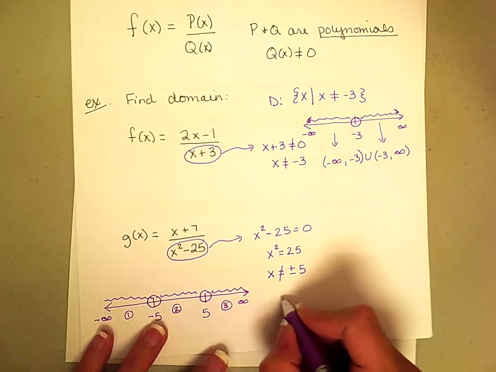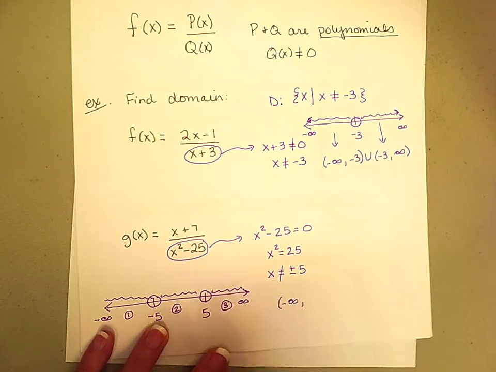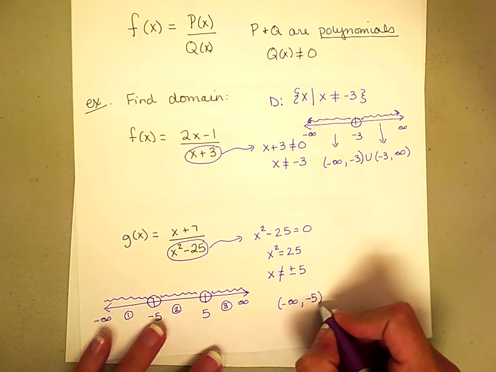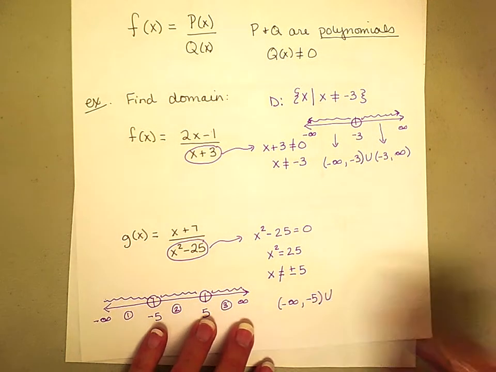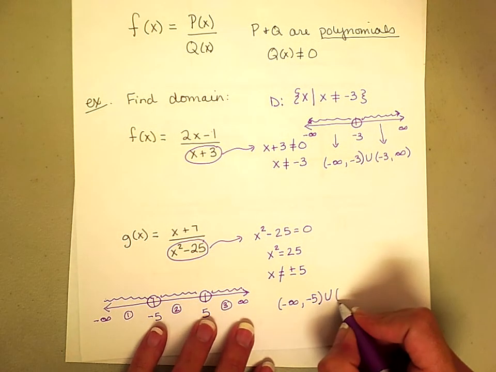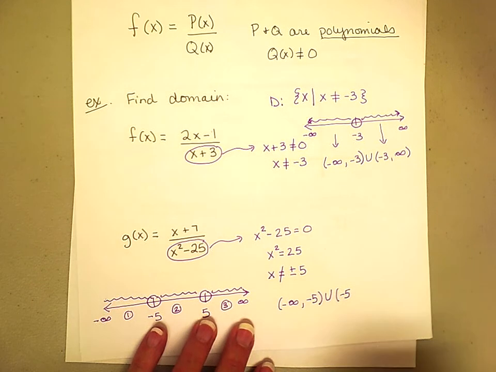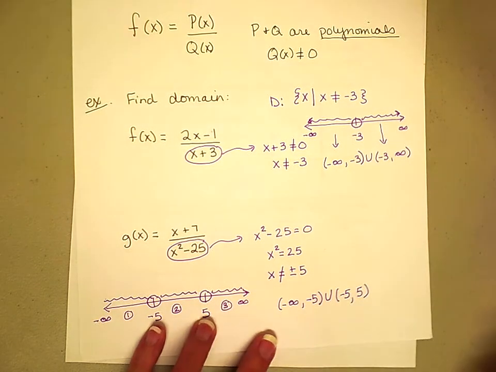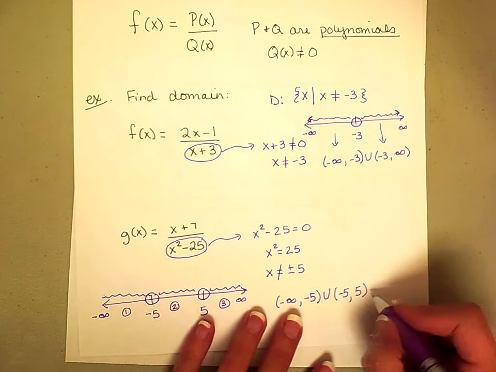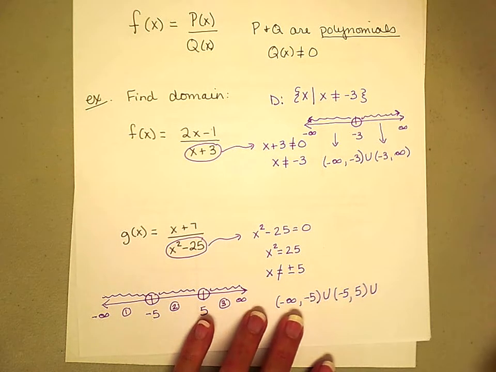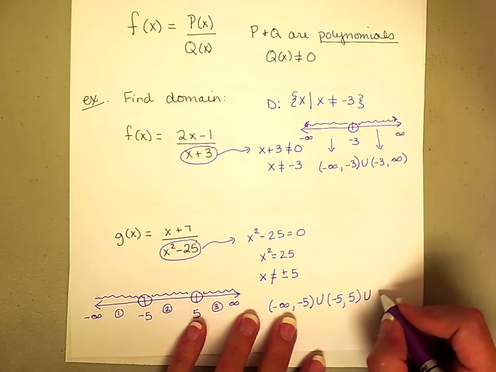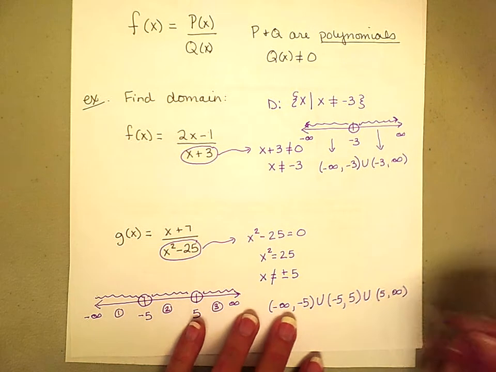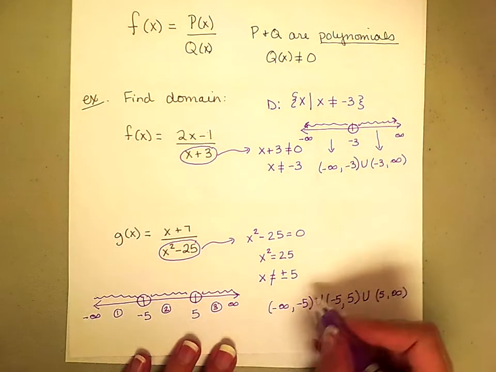This first interval goes from negative infinity to negative 5, not including. The second interval starts at negative 5, which I don't include, and goes all the way up to positive 5. Again, not included. And our third interval, I'll put the U down because that just means a union or 'and' for intervals. We start at 5, and then every number up until infinity is included. So this is the domain.